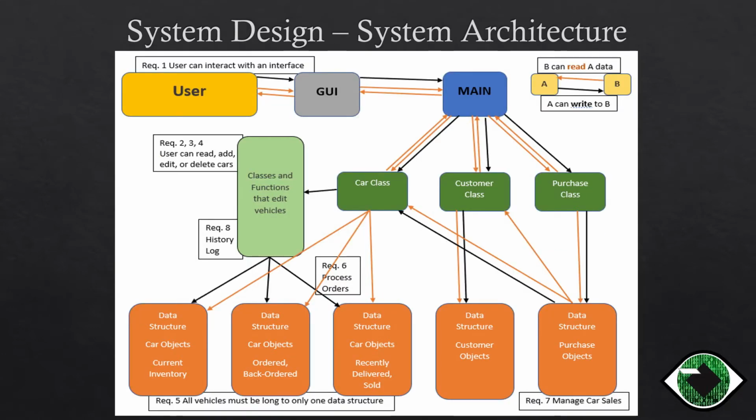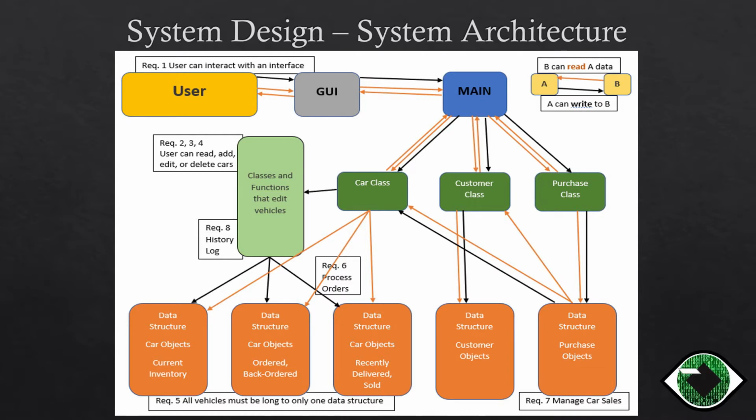Here is our system design. The legend in the top right corner shows that the orange arrows designate data flow, and black arrows designate writing capability. At the top left corner, you see the user in gold communicates to the GUI, which satisfies requirement 1. The GUI communicates to the main function, which communicates to the 3 classes in green.